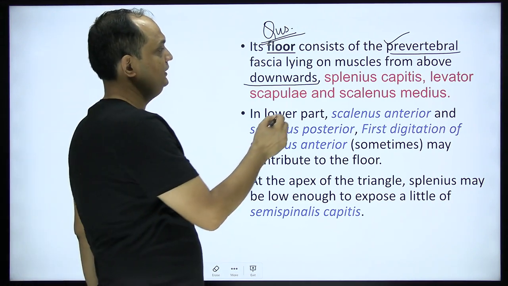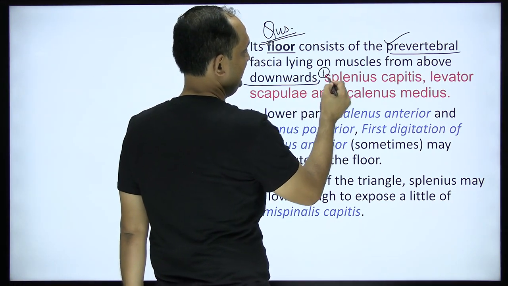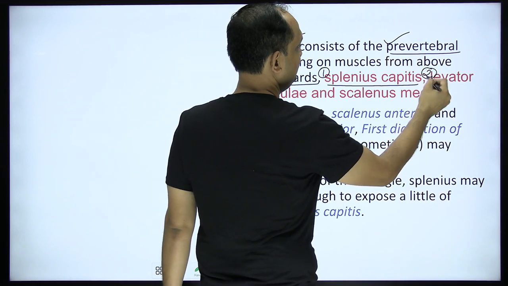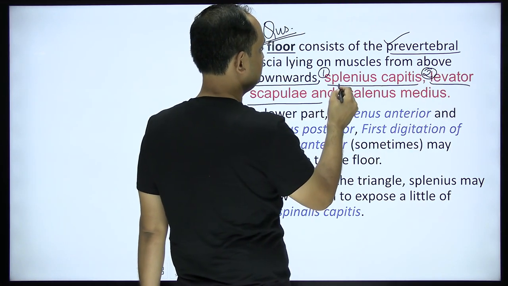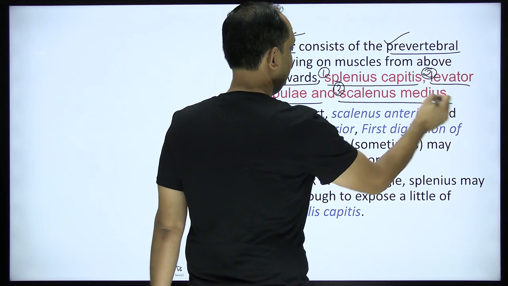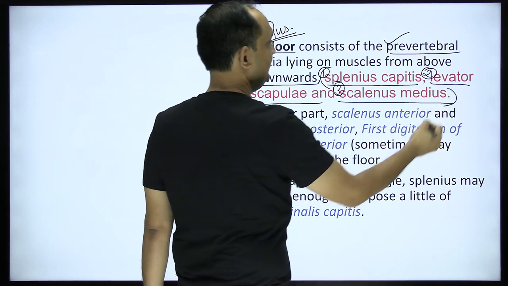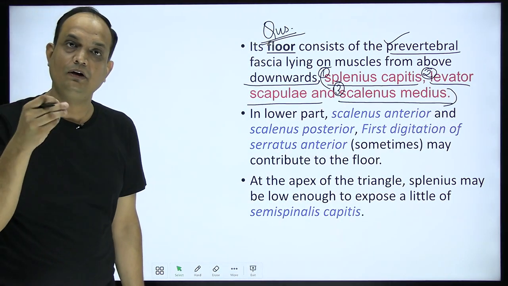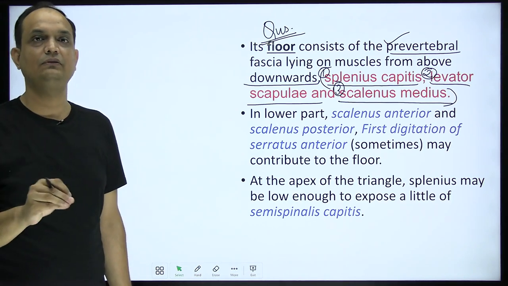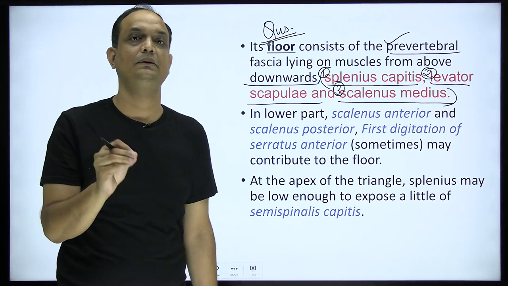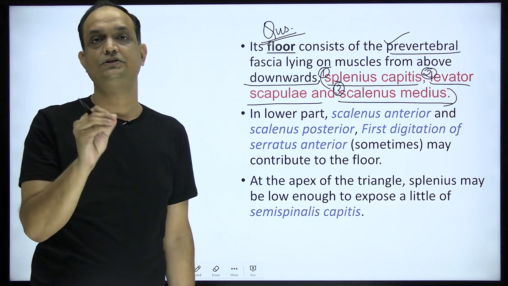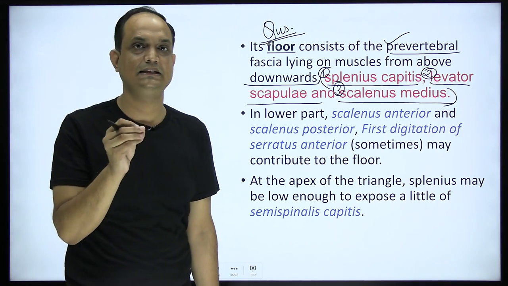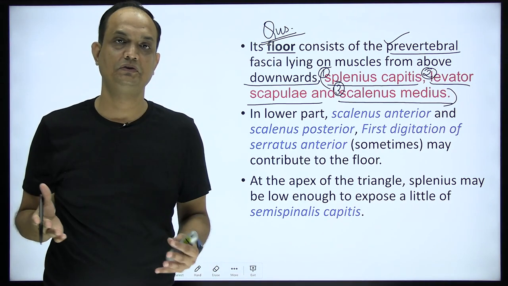So, what are the names of these muscles? Splenius capitis, levator scapulae, and scalenus medius. These are the three constant findings. These three muscles are constant findings. Apart from these muscles, you may have some add-on muscles. It depends upon the individual's sternocleidomastoid thickness and the length and broadness of the shoulders.